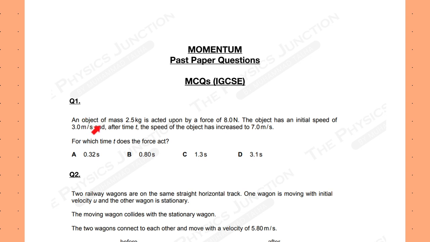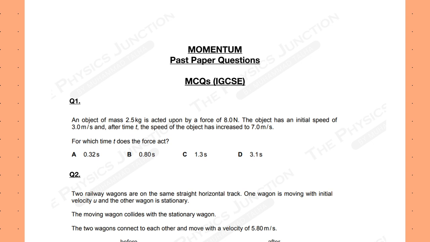Alright, question number 1. An object of mass 2.5 kg is acted upon by a force of 8 Newton. The object has an initial speed of 3 meters per second. After time t, the speed of the object increases to 3 meters per second. For which time does the force act?